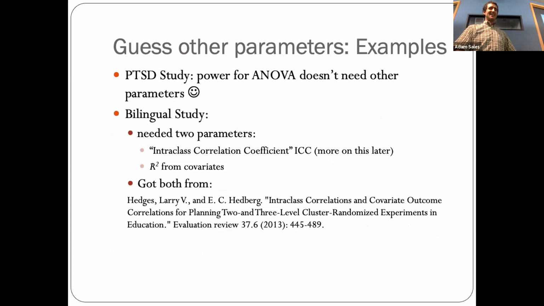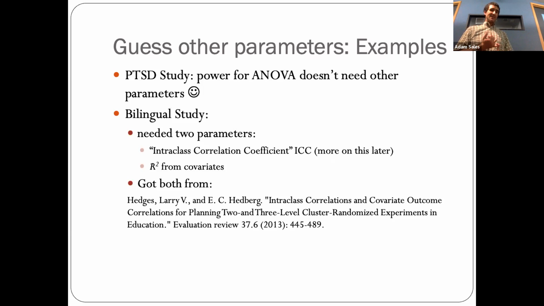In the PTSD study, I kind of wanted to do it quick and dirty, so there were no covariates, everything was independent, all of those nice simplifying assumptions, and so there were no more parameters. I didn't have to guess at any parameters. That was lucky. Well, it wasn't lucky. It was me being expedient.